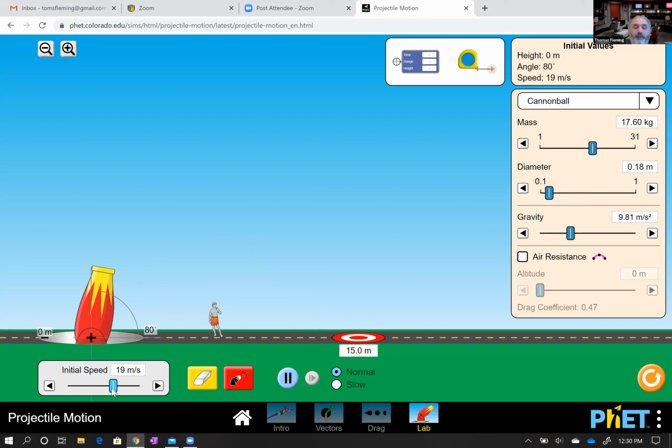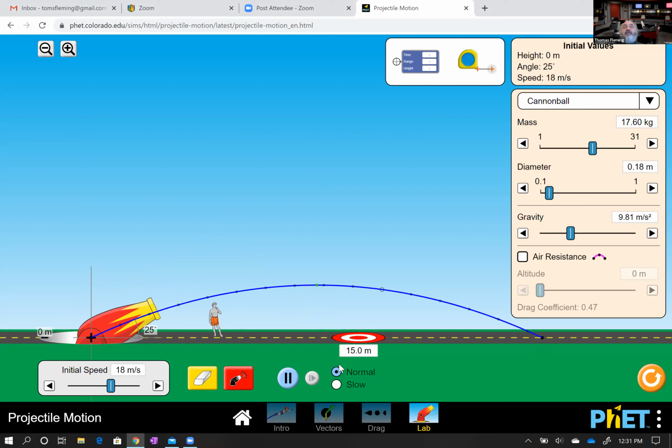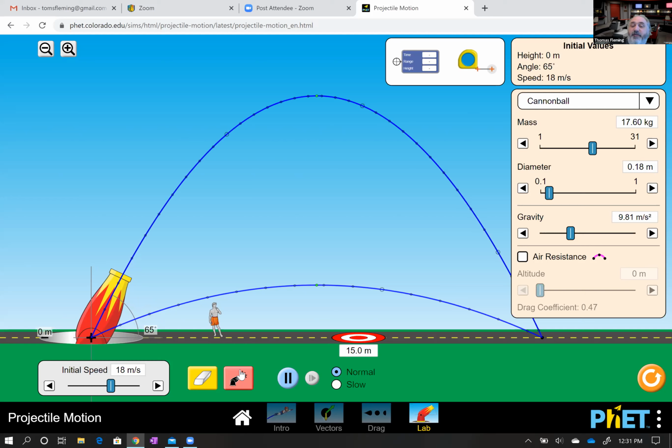Let's go back up to 18. So what if I go down to like 20 degrees? Well, I can't go to 20 because I'll do 25. So I'll shoot it at 25 degrees, and you'll see that at 25 degrees, it lands over here. Now, if I take 90 minus 25, that's going to be 65. I'll shoot it up at 65 degrees. So 25 and 65 both add up to 90. When I shoot there, they land in the same spot.